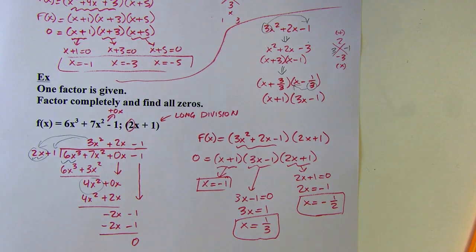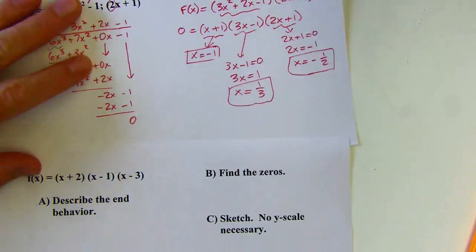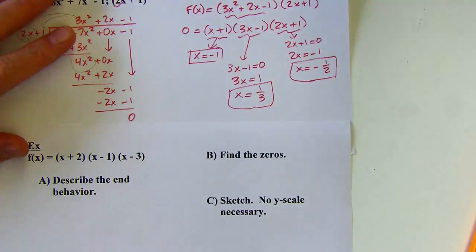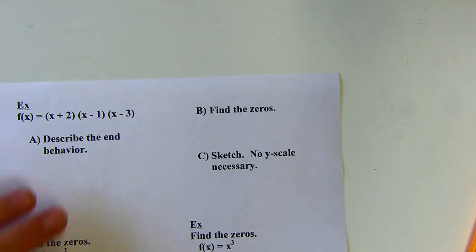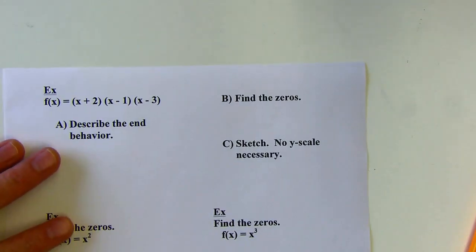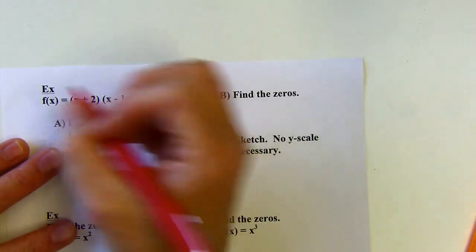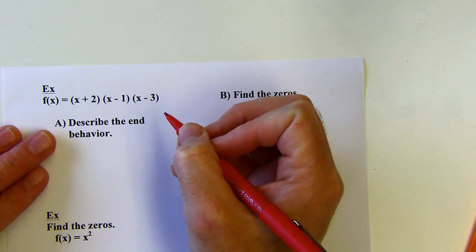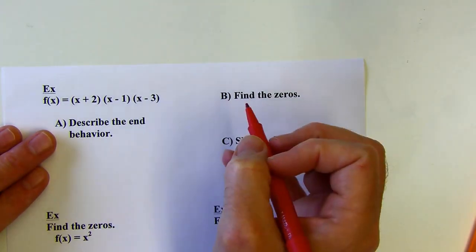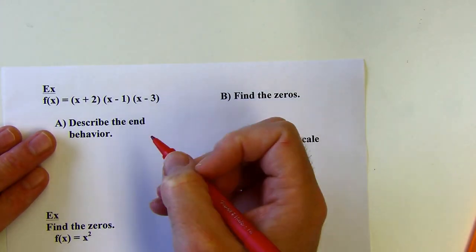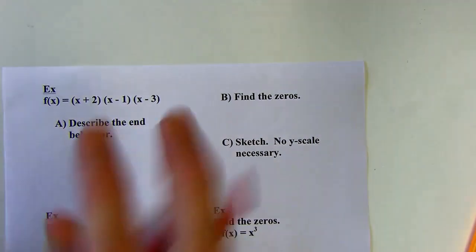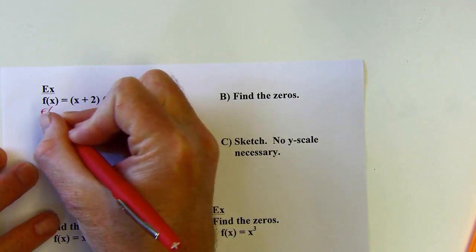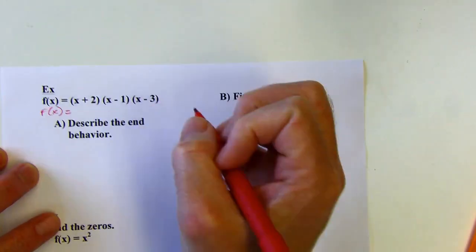of a polynomial. Okay, so next up, we're going to describe the end behavior of this first off, okay? So this is already factored, so that's great for finding zeros. It makes it easier to find the zeros. It makes it a little bit more difficult to find the end behavior. It'd be nicer if it was all multiplied together, okay? So you could multiply it all together, but I'm not going to do that whole thing.